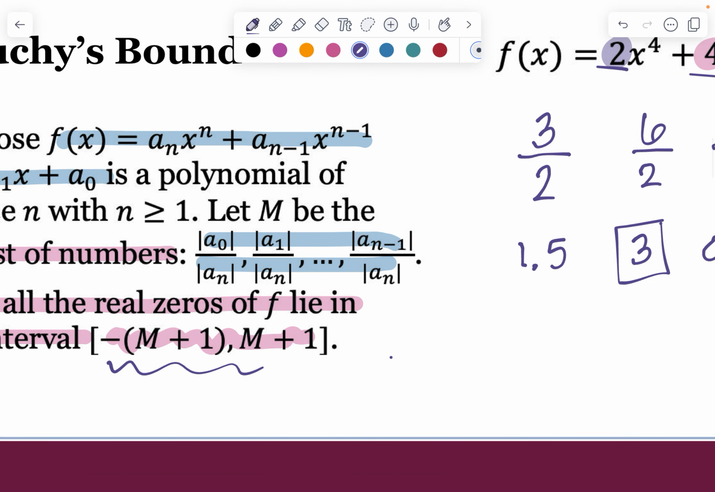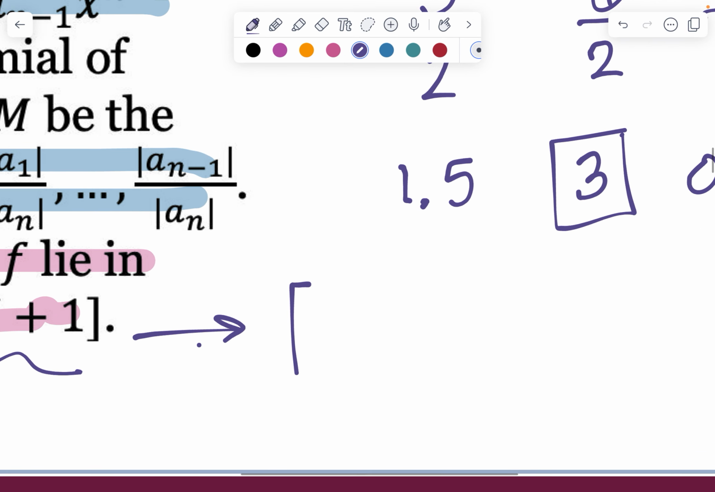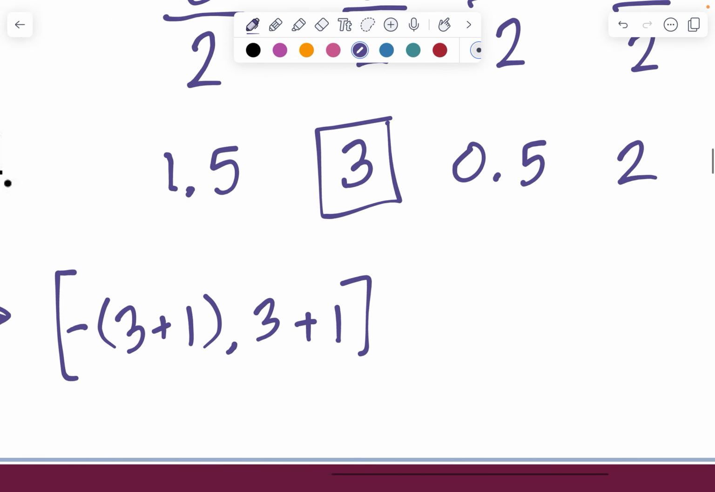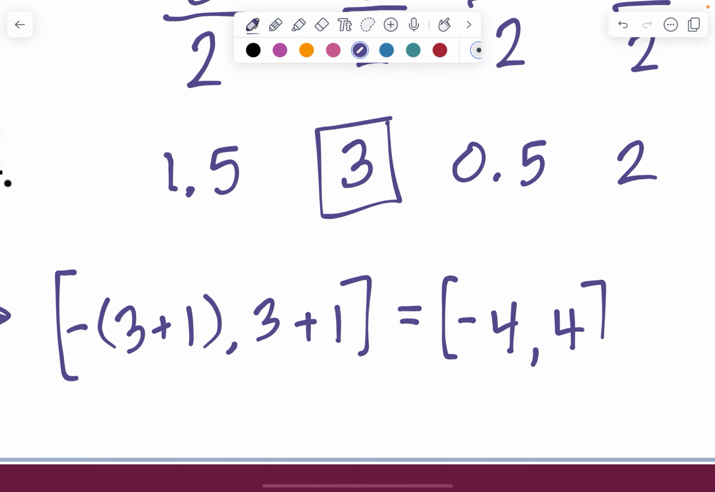Then we can apply this little interval formula. All we need to do is take m plus 1, and we take the negative version of that and the positive version of that. That gives us, for our example here, the interval of -4 to 4. So we should expect any real roots that come from our function to lie between -4 and 4 on the x-axis.